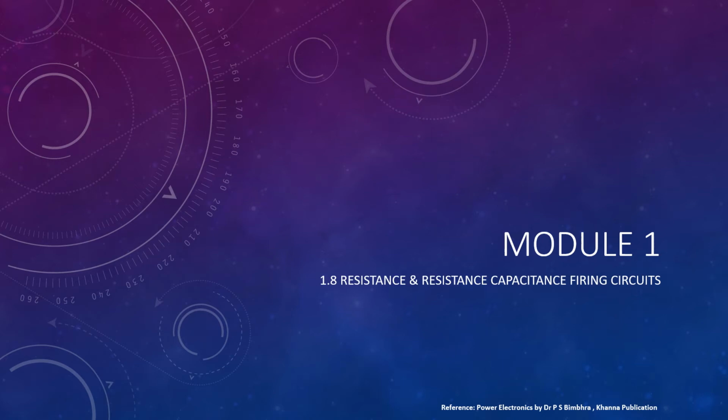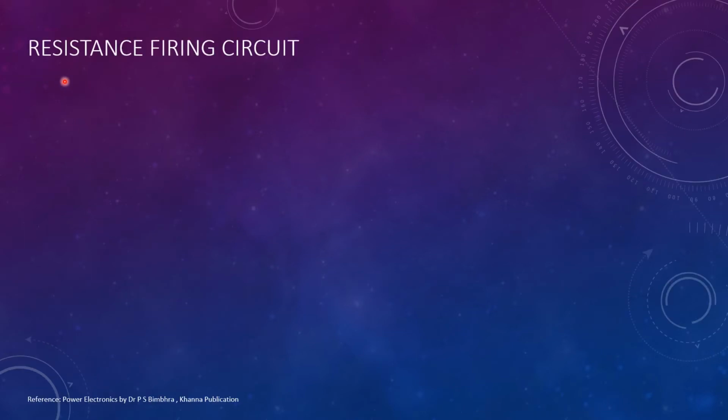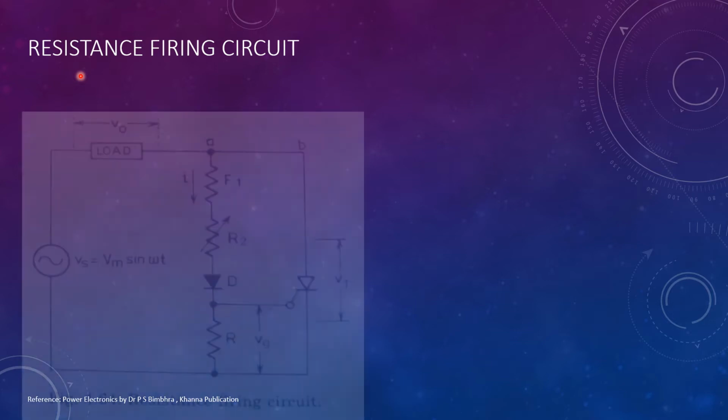Hello class. In this lecture, we will learn resistance and resistance capacitance firing circuits. First, we will learn a resistance firing circuit. A resistance firing circuit is the simplest of firing circuits. Its disadvantage is that the firing angle that it can support is only up to 90 degrees.